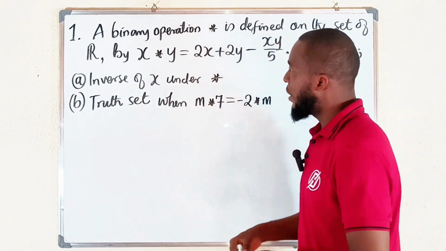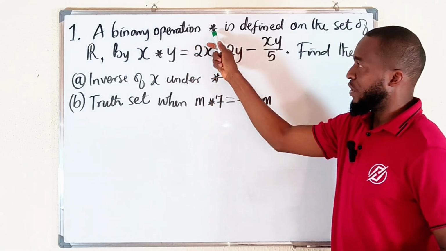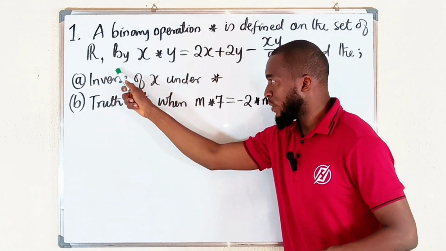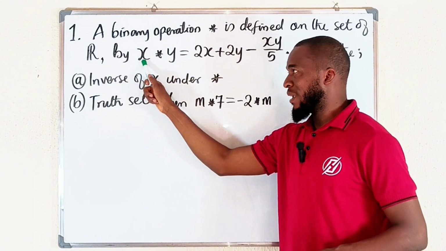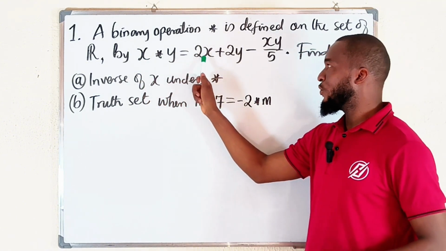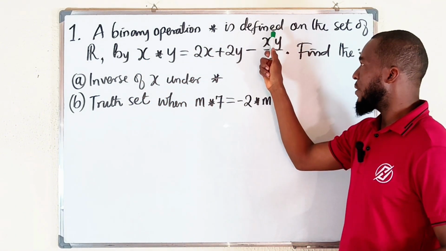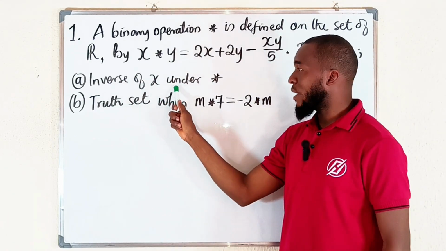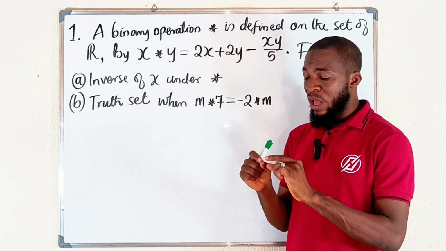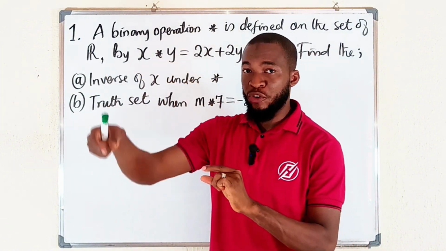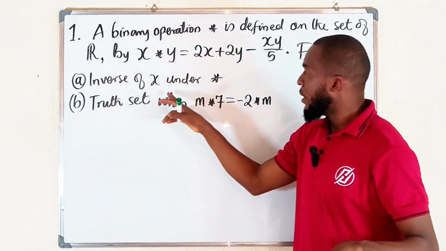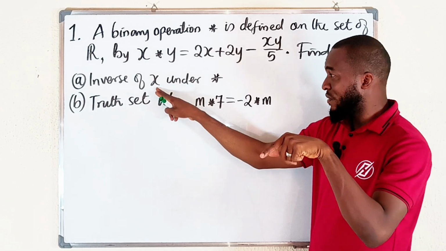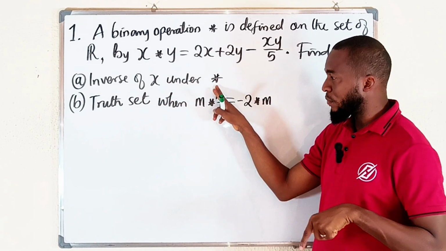The question reads, a binary operation, you can see the operation here, is defined on a set of real numbers by x asterisk y equal to (2x plus 2y minus xy) divided by 5. Then we are asked to find the inverse of x. X here stands for any number you pick at random within the set. So we are asked to find the inverse of a number within the set under that operation.